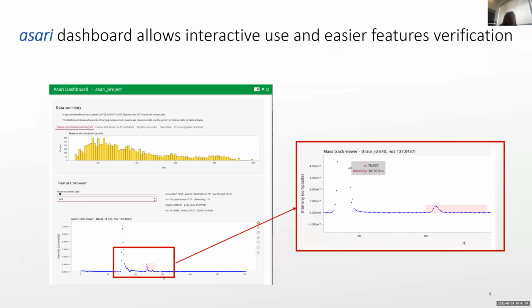This is the Asari post data processing dashboard, and it allows the user to navigate through the data with visual inspection. For example, you can see XICs and features here, and also the different feature quality metrics.